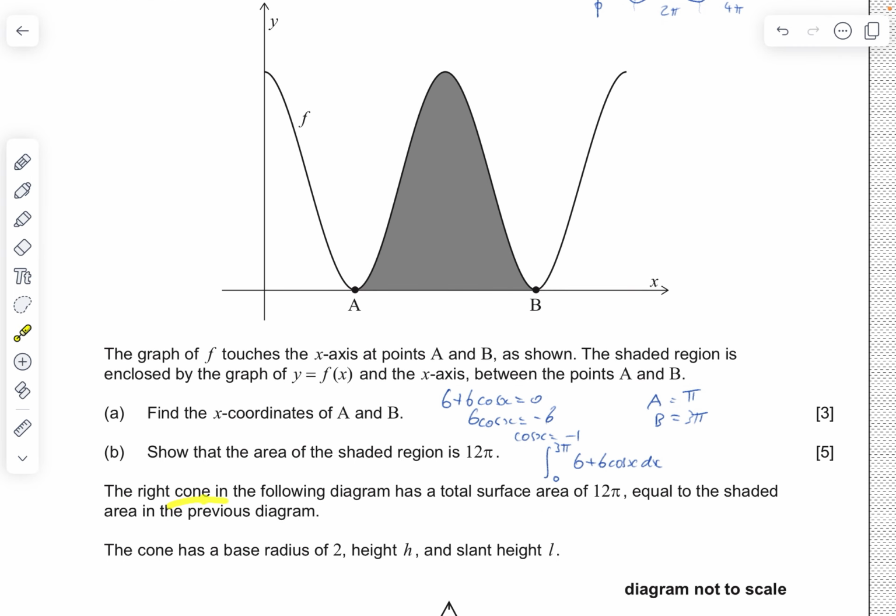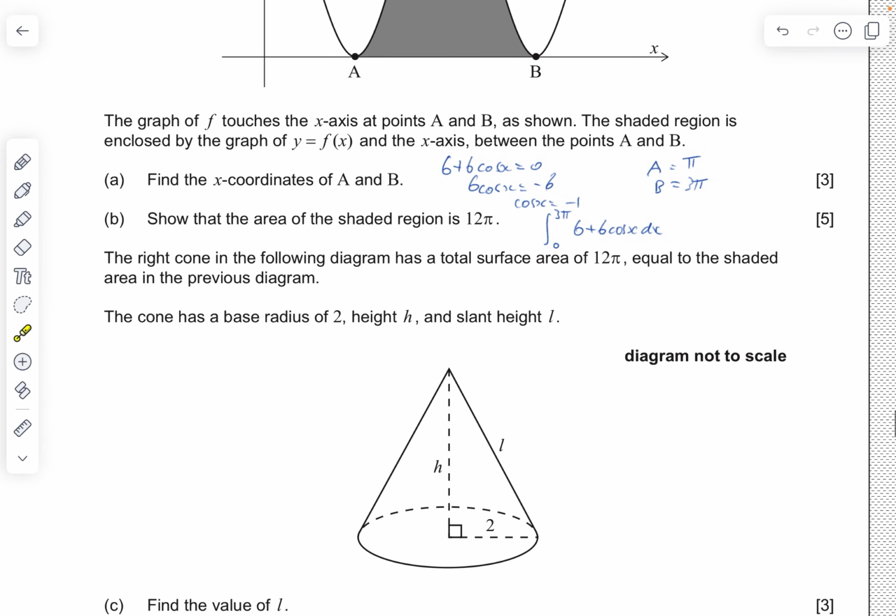It says the right cone in the following diagram has a total surface area of 12 pi. So we've got to take into account the curved surface area and the area of the base, equal to the shaded area in the previous diagram. So now the area is 12 pi.